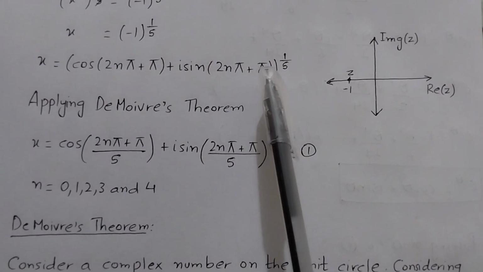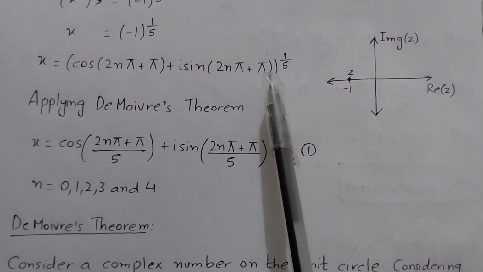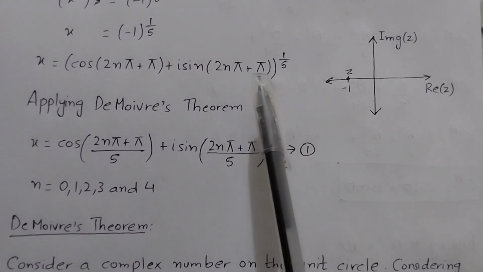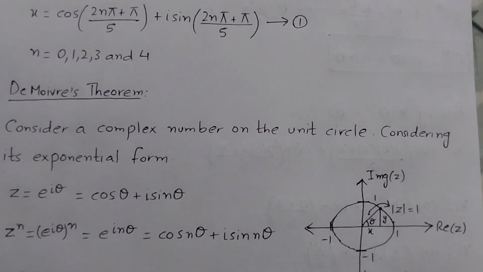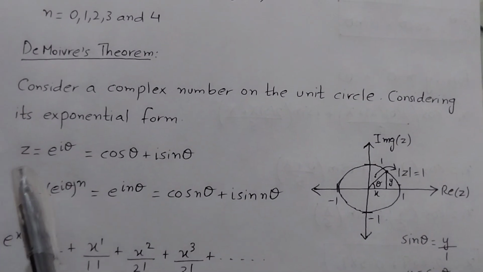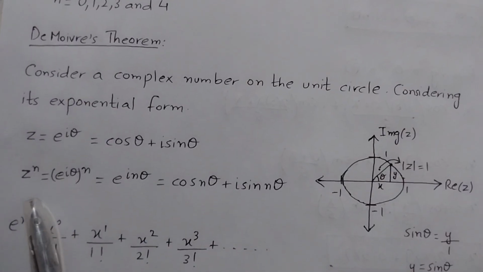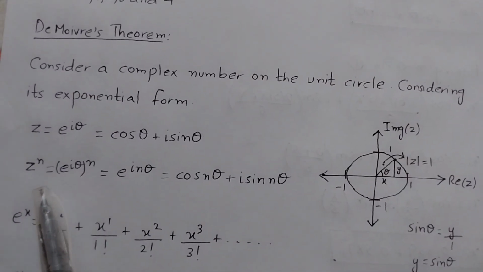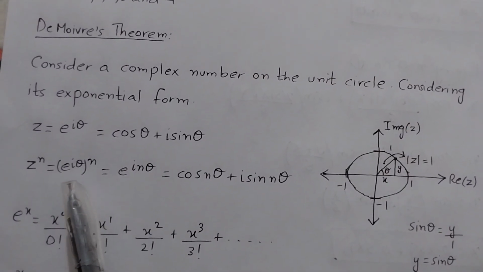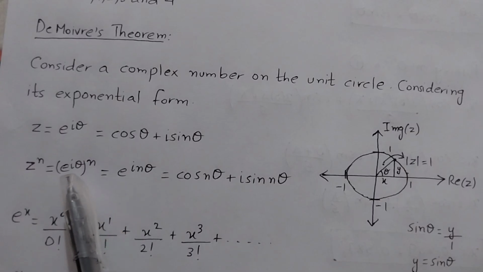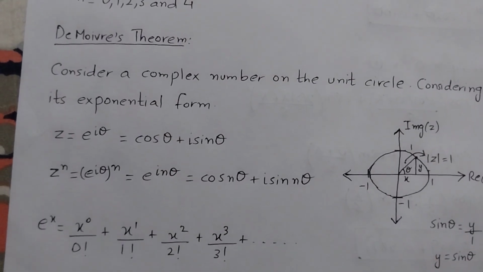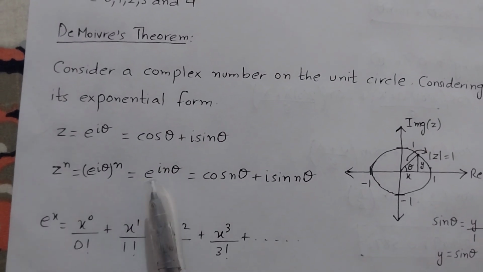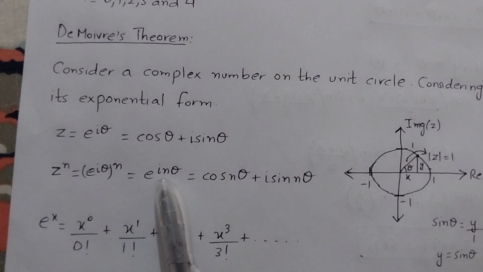So we need to raise that cos theta plus iota sine theta to a power n in order to prove de Moivre's theorem. So we need to raise this complex number to power n. So z raised to power n is equal to e raised to power iota theta raised to power n, and power and power get multiplied, so you will end up with e raised to power iota n theta.